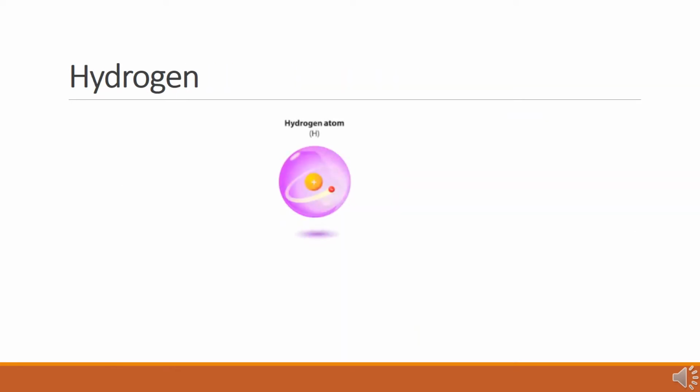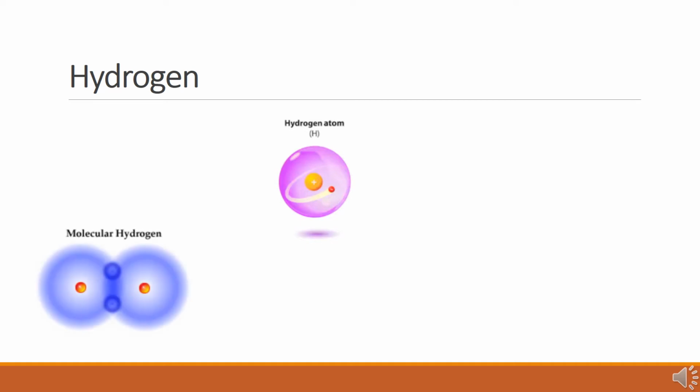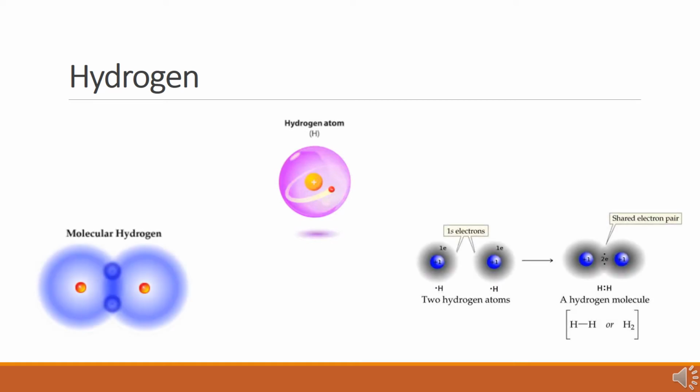Hydrogen, the lightest element, is also one of the most reactive. A hydrogen atom cannot exist by itself. In its purest form, hydrogen molecules are formed by two hydrogen atoms connected together.